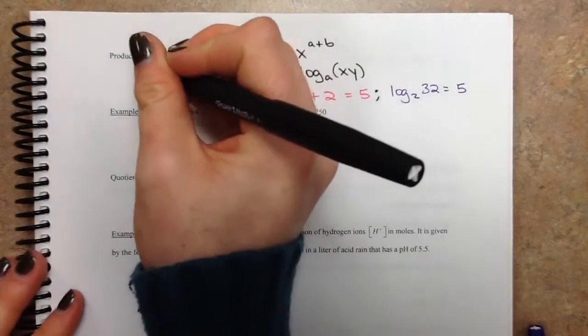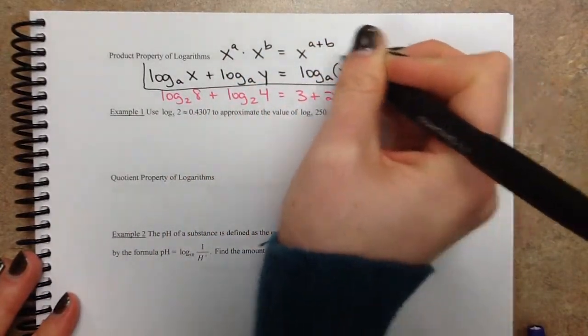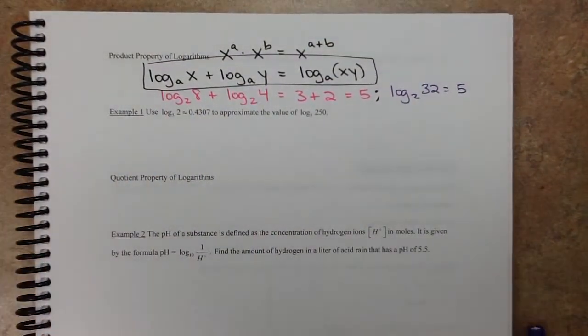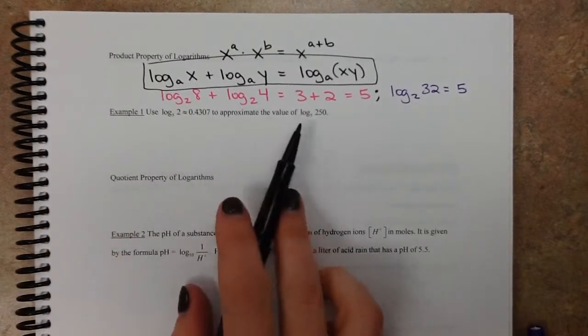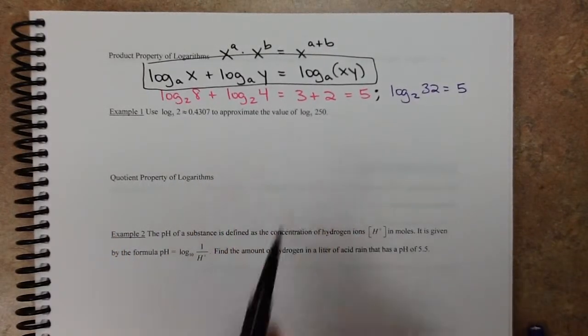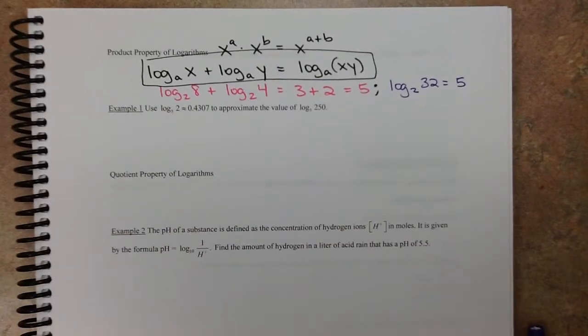So here's one of the properties that we're going to be using, and we're going to look at one example of that right now. We're going to use log base 5 of 2, using that approximation, and we will use that to approximate this value: log base 5 of 250. What we're going to do is take the 250 and expand it out as much as we possibly can, break it out into different pieces.